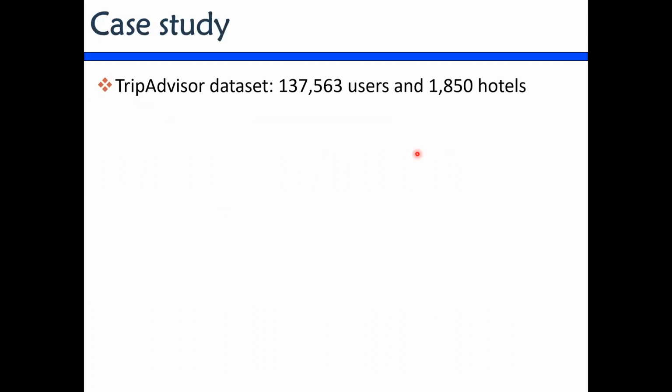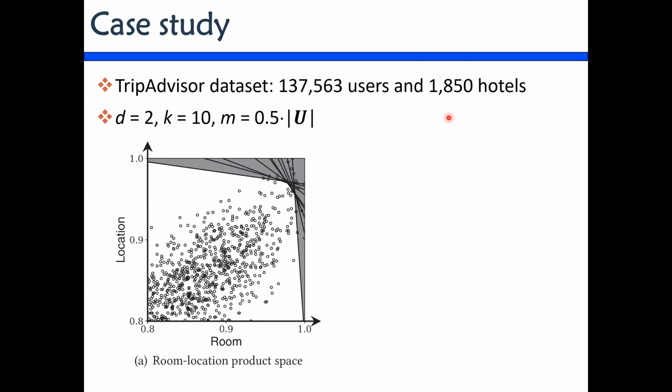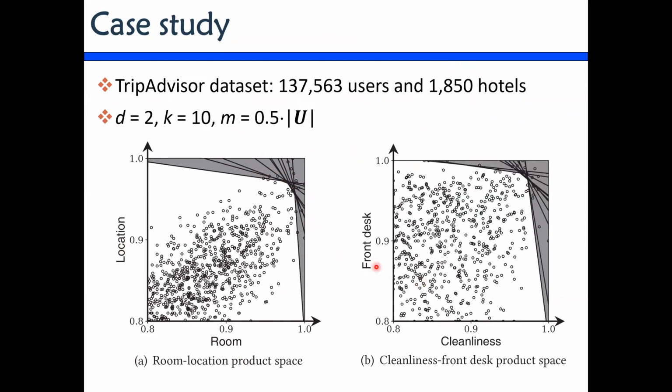So using this mined user set and product set, we're getting that many users and that many hotels as shown here. And for the sake of example, I'm also showing you how the output of our MIR problem looks when we isolate two dimensions from the TripAdvisor dataset. We use k equal 10, and the target number of users to cover is half the users. So when we use dimensions location and room, this is how it looks. When we use front desk and cleanliness, this is how it looks.